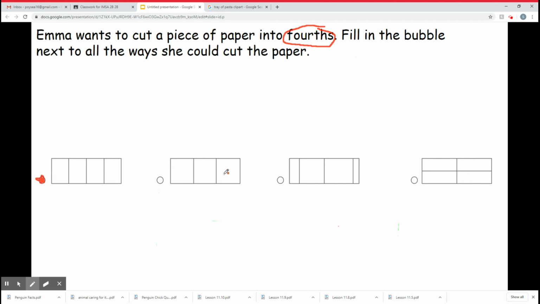Okay, let's look at this part. Are the parts all equal? Yes. But are they fourths? 1, 2, 3. No. So, not that one. And this one, are all the parts equal? No. There's 4 parts, but they're not equal, so no. This one's really big. This one's really small. Okay, this one. Are these parts all equal? Yeah, they're all the same size. And are there 4 parts? 1, 2, 3, 4. Yep, so we can color that one in.